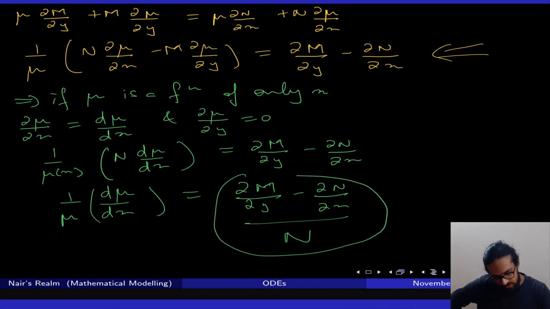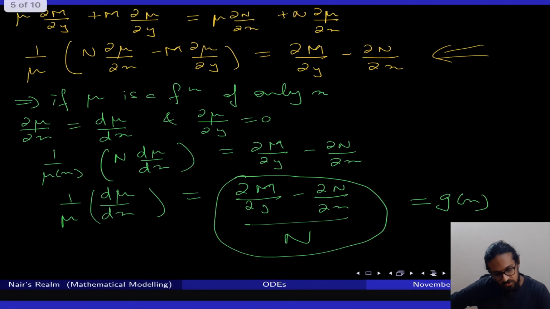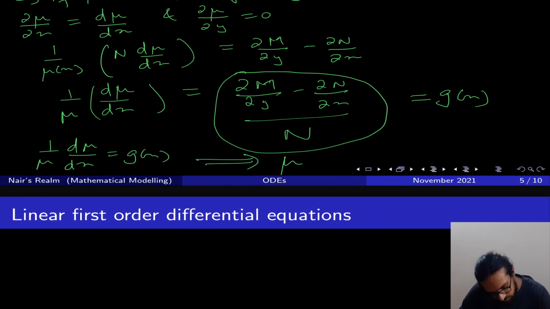Now let's just call this some function g of x. Why is that? Because the left hand side is purely a function of x. Therefore, the right hand side also has to be purely a function of x. So let's just call it g of x. So if this is the case, then we have 1/μ dμ/dx is equal to g of x. And this gives us that μ is equal to e to the power integral g of x dx.